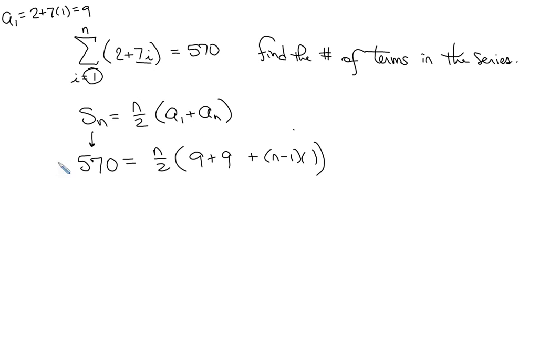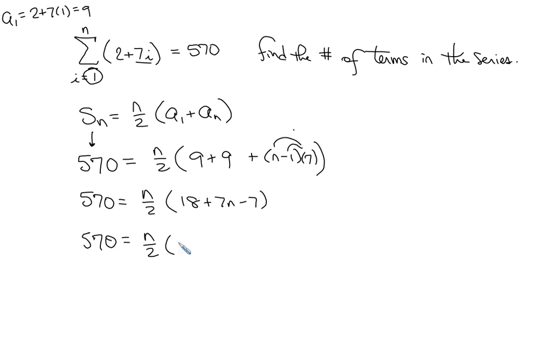Yeah, it's going to be the coefficient of I, or we can write the first couple of terms out and then see what we're adding, but we know already it's going to be the coefficient of I, which is going to be 7. So this then gives us 570 is equal to n over 2 times 18 plus 7n minus 7 when I distribute and add. So that's going to be 570 is equal to n over 2 times 11 plus 7n, or 7n plus 11.